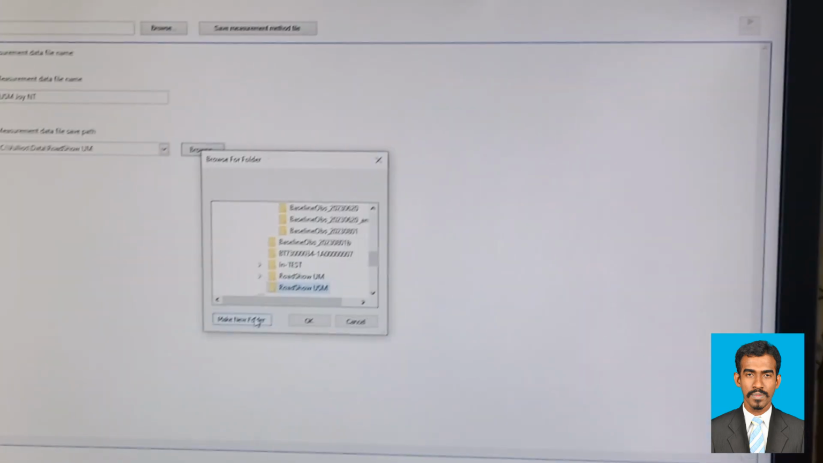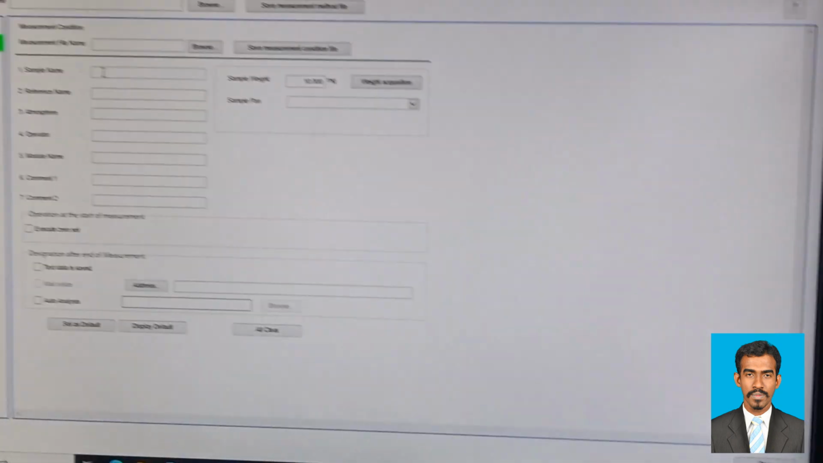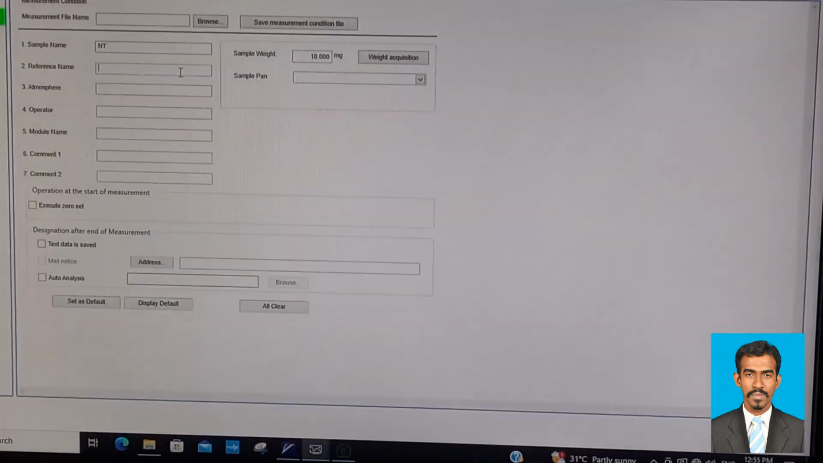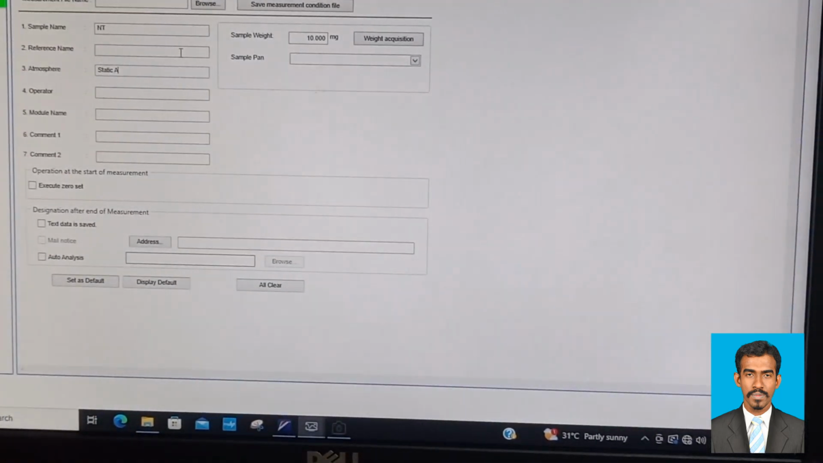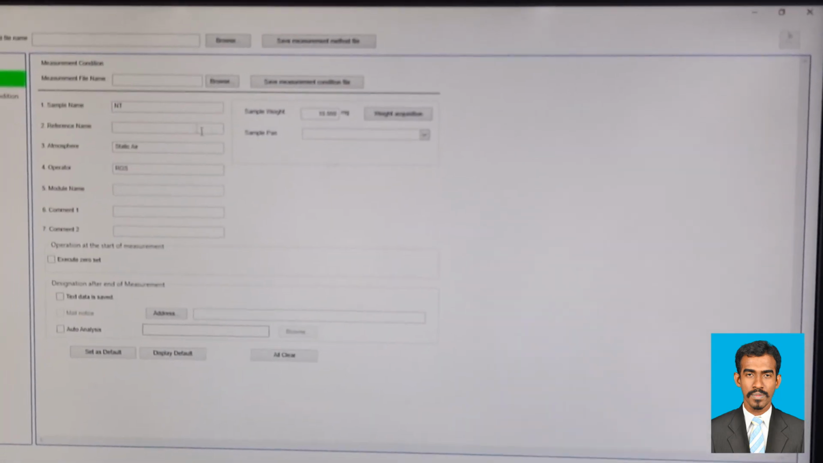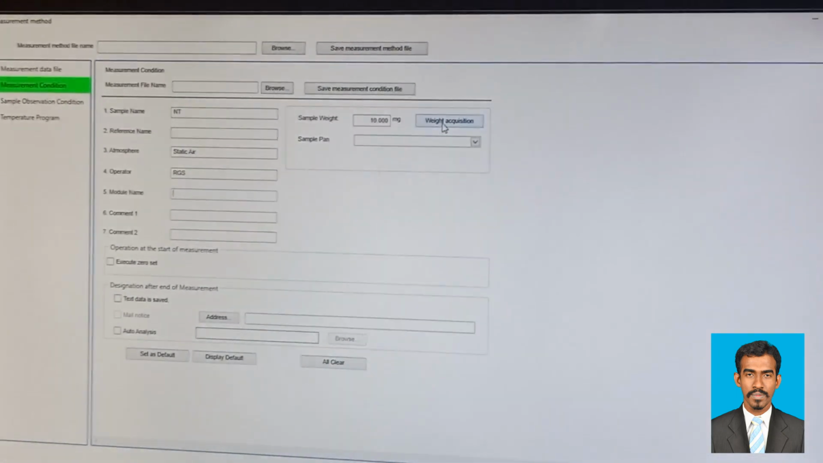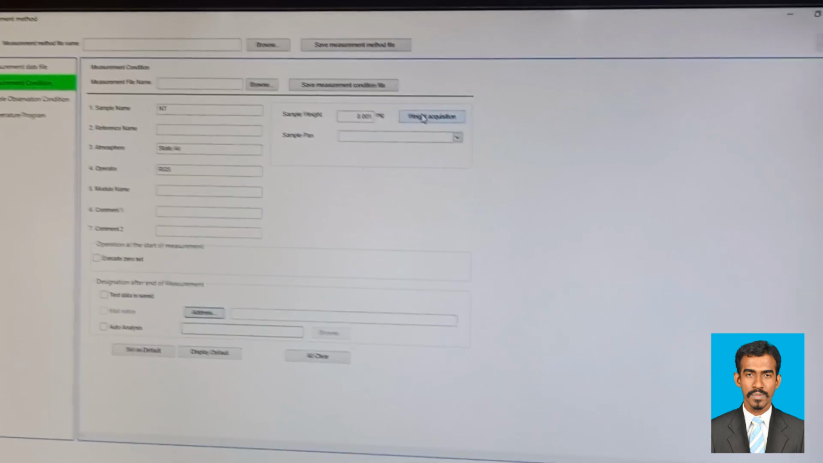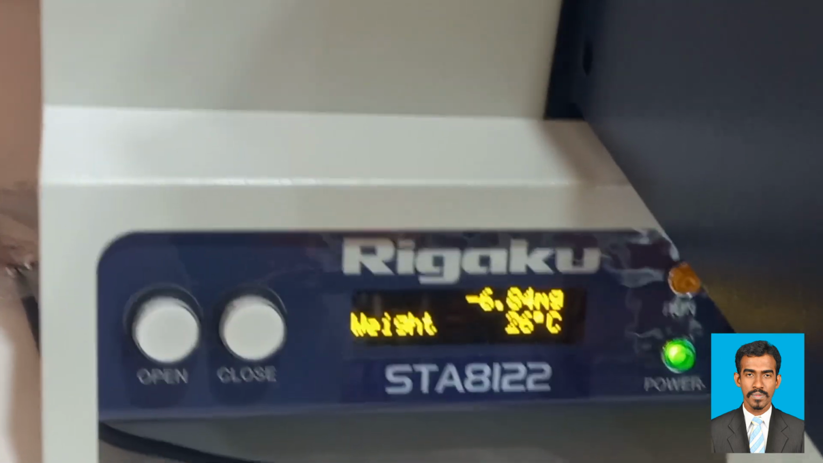And then we will give a name for our file and save it in a particular folder. Then we will give the testing parameters. After putting the empty pan inside, we will re-zero it. Re-zeroing in TG-DTA analysis is an essential step in the experimental process to ensure accurate and reliable measurements. Re-zeroing involves resetting the baseline of both the thermogravimetric and the differential thermal analysis signals to their initial reference points, typically at the beginning of the experiment.